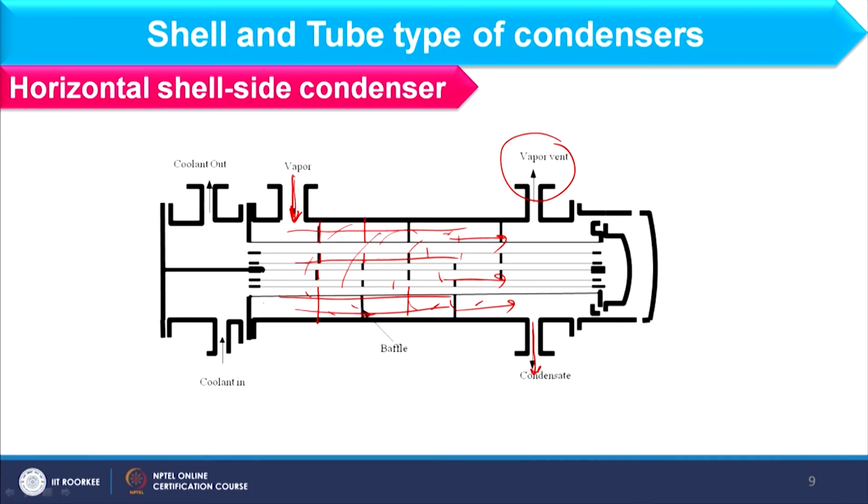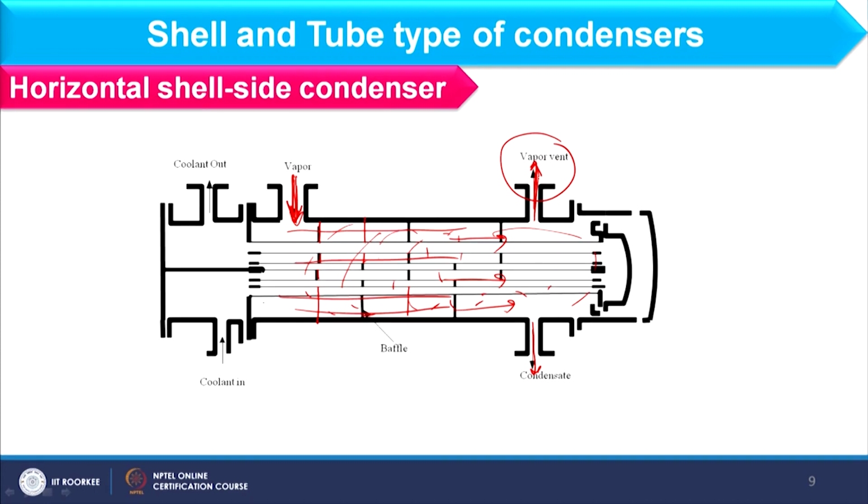Now, as we open this valve, at the same time the vent valve should also be opened. So, as vapor keeps entering from this side, non-condensable gases will keep leaving from the vent side. Now, what will happen when this vapor occupies the whole space? It means that non-condensable gases have been removed from the system.